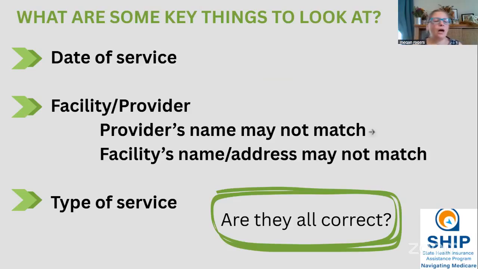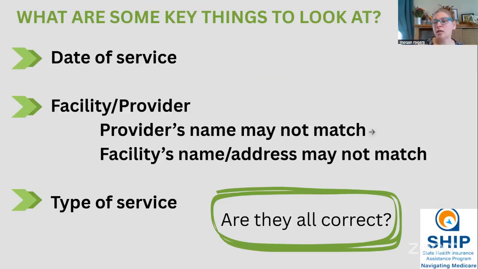All right. And then type of service. So if it says you had blood work, did you have blood work? If it said that you were at the doctor's office and it was your yearly physical, was it a yearly physical? Another example is my grandmother several years ago went to the hospital for pneumonia. She was there for a few days. When I got her MSN, it said she was in the ICU. She was never in the ICU. So of course, we followed up with that. It was a billing code issue.